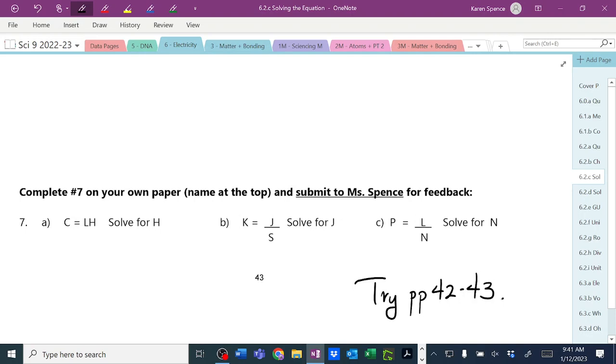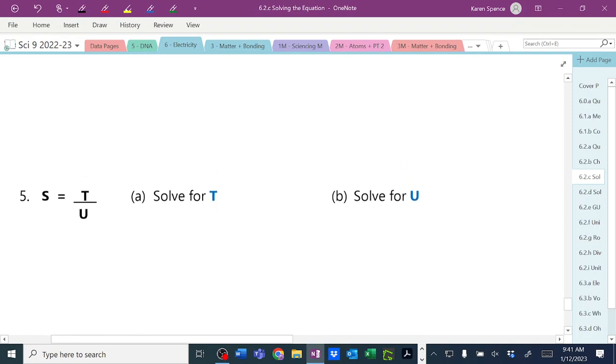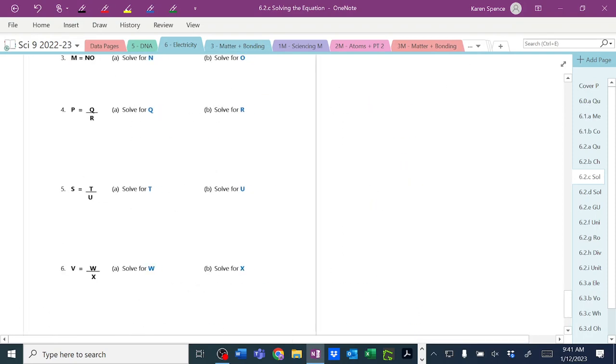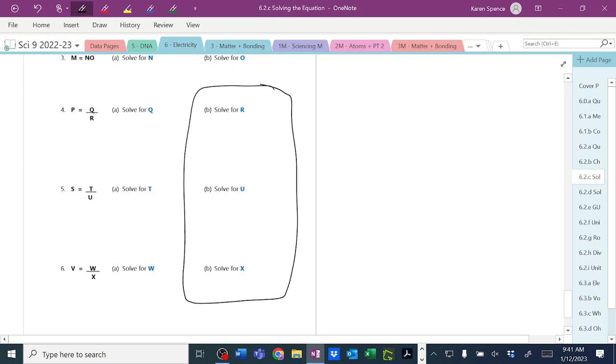If you're going to make a mistake, it will probably be these ones here. So check with me to see if you're doing those ones correctly, okay? So that's number 4B, 5B, 6B. Those are the really tricky ones.